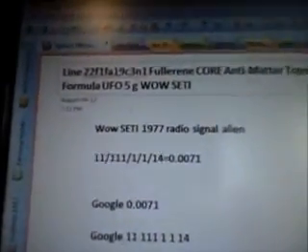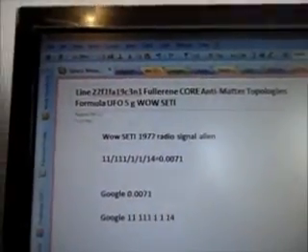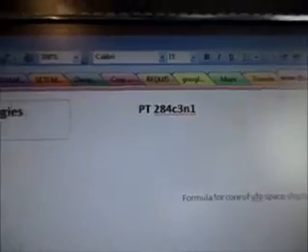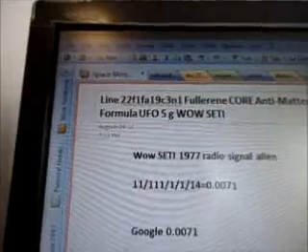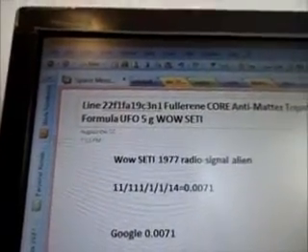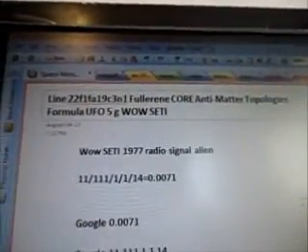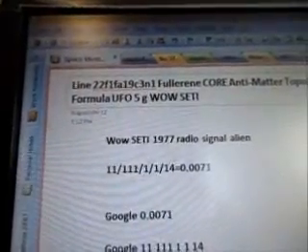Okay, so this is the next WOW video. We're talking about the core of the spaceship. Okay, so part 284c3n1. This is a continuation of the last few videos. So this is the formula for the core of the UFO spaceship to be filmed. So line 22f1fa19c3n1, Fullerene core antimatter topologies formula UFO 5G Wow Seti.